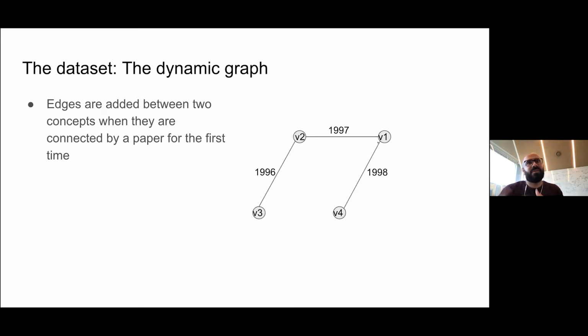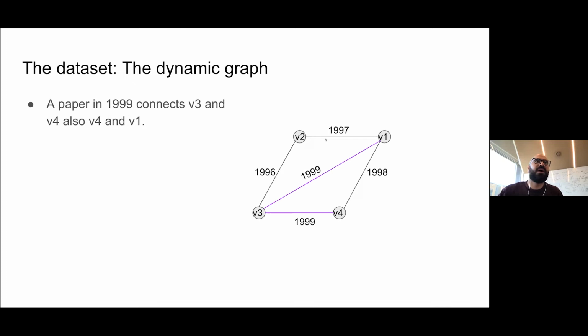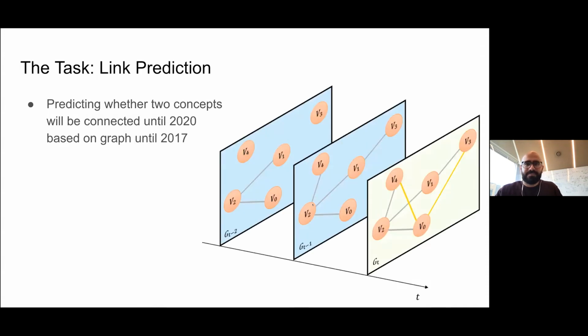So for example, here between concept V1 and V2, we had a paper that connected these two concepts in 1997. Actually, the resolution of the dataset was in days, but I'm just showing the year for ease of presentation. And for example, if a paper appears in 1999 that connects V3 and V4 and V4 and V1, these two edges will be added to the graph, indexed by the time of the publishing of the paper.